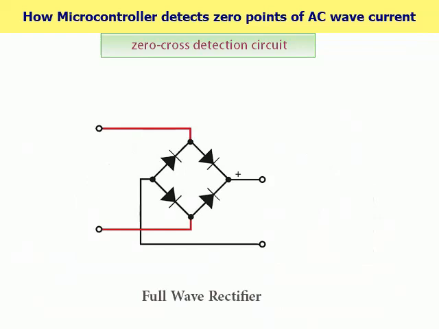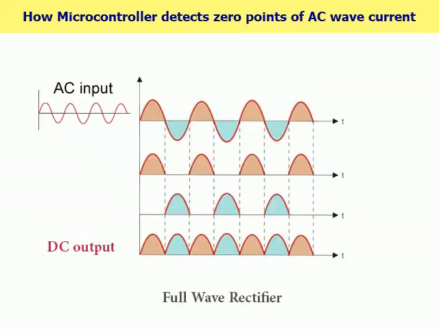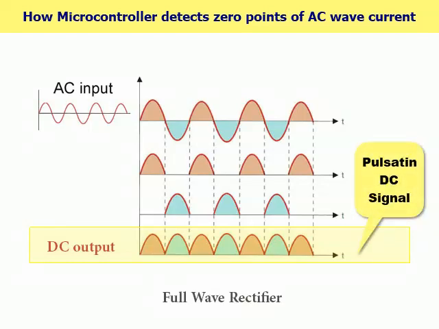The rectifier converts the input alternating current, AC, to output direct current, DC. The full-wave rectifier converts each AC half-wave into a DC pulse, as in the figure. The rectifier output is not a pure DC signal because there is no smoothing capacitor, it is just a pulsating DC signal, where each pulse represents a half-wave of the AC current wave.